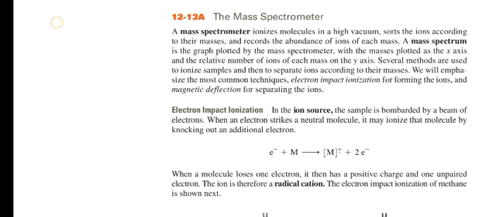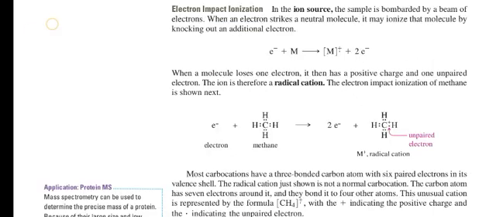ions. Electron impact ionization. In the ion source, the sample is bombarded by a beam of electrons. When an electron strikes a neutral molecule, it may ionize that molecule by knocking out an additional electron. When a molecule loses an electron, it has a positive charge and one unpaired electron. The ion is therefore a radical cation. The electron impact ionization of methane is shown next.